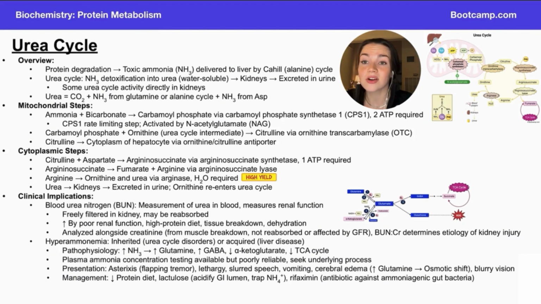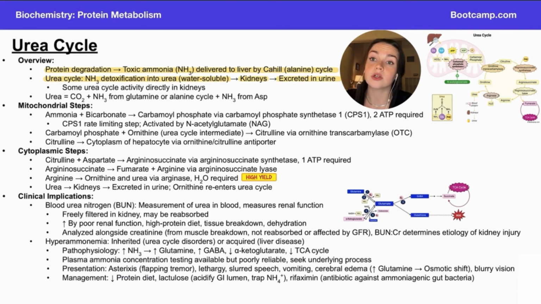So like we talked about in our video on the alanine cycle, when proteins are degraded, so things like muscle, ammonia is ultimately going to be delivered to the liver via the Cahill or the alanine cycle. The urea cycle is how we detoxify this toxic ammonia into a form where it can be safely excreted. So that excretable, water-soluble form of ammonia is going to be urea. So the urea cycle will package ammonia into urea, and that urea can be delivered to the kidneys where it can be excreted in the urine.